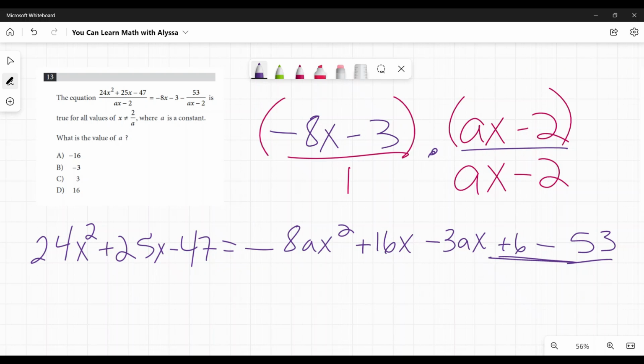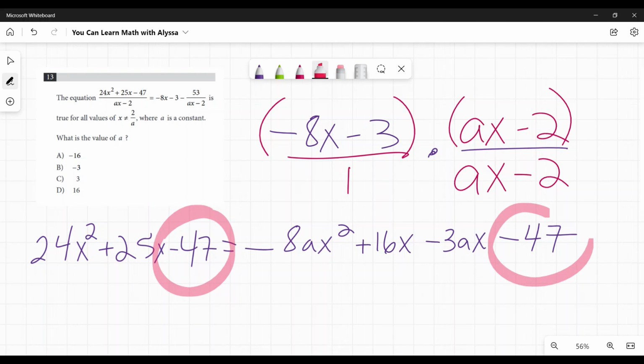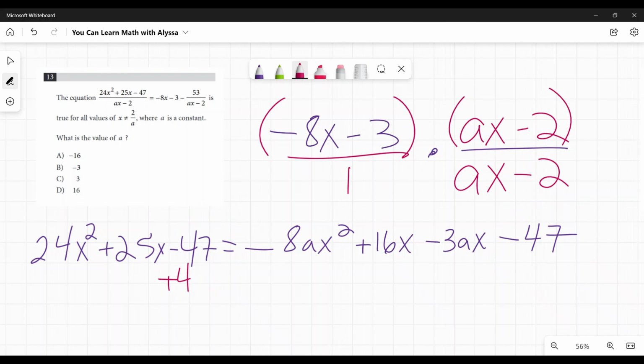Now, what can I combine? What like terms can I combine? Well, over on the right, I have two constants, positive 6 and negative 53. If I add those together, I get negative 47. And looky there, I have a negative 47 on both sides. So if I add 47 to both sides, both of those 47s disappear.